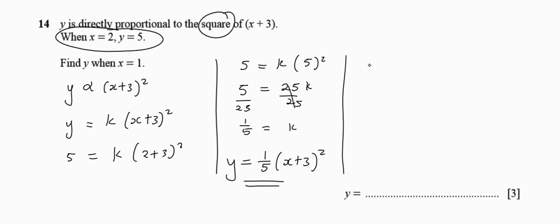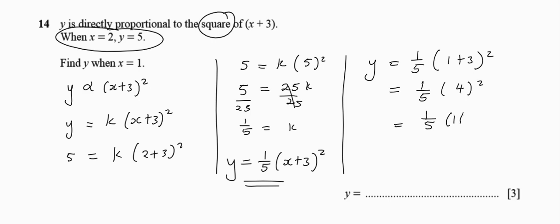Find the value of y when x is 1. So y is equal to 1 over 5 times (1 plus 3) squared, which means we have 1 over 5 times 4 squared. So that is 1 over 5 times 16, which is 16 over 5. In a calculator, if you divide those two, you get 3.2. So that's the value of y when x is 1.